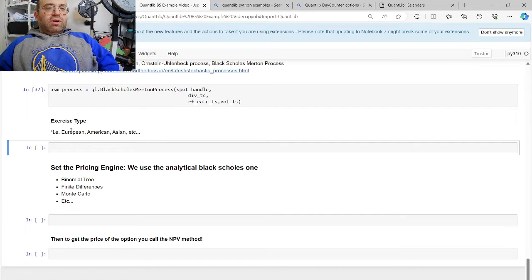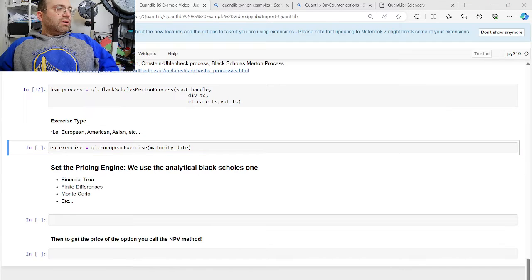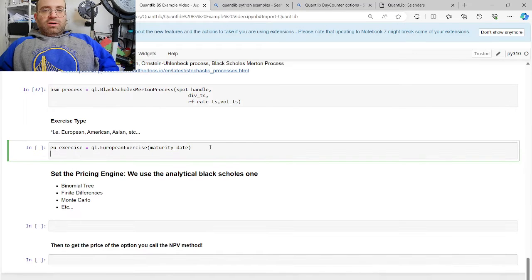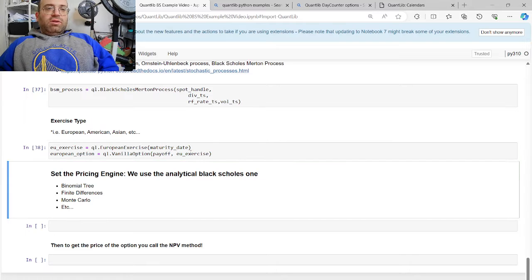And then you have to give it an exercise type, like European, Asian, that sort of thing. First you give the exercise: QL dot European exercise with a maturity date. Then you make the European option, which equals QL dot vanilla option, with the payoff and the EU exercise.